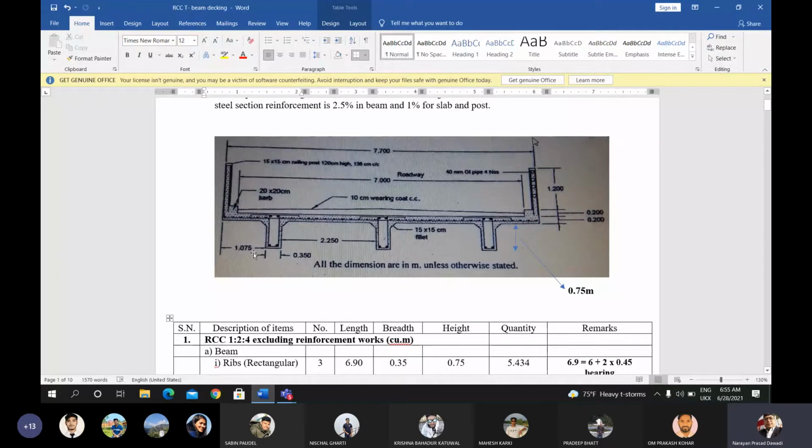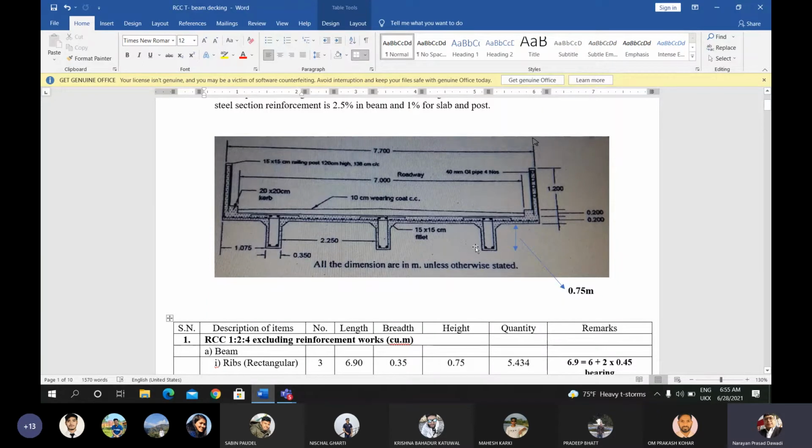and from here, the total base of the slab, the bottom portion of the slab, is 7.7. It includes the horizontal portion of the slab as well as the beam base. It includes that value. That will be total 7.7. Okay, 7.7.